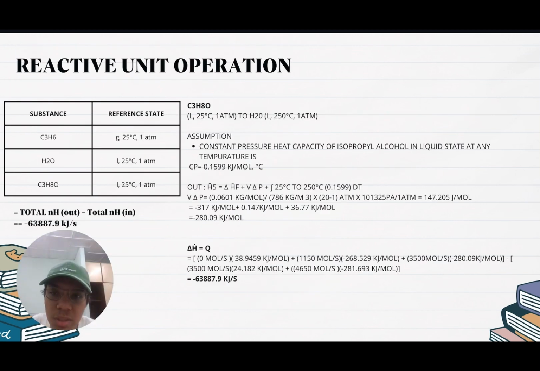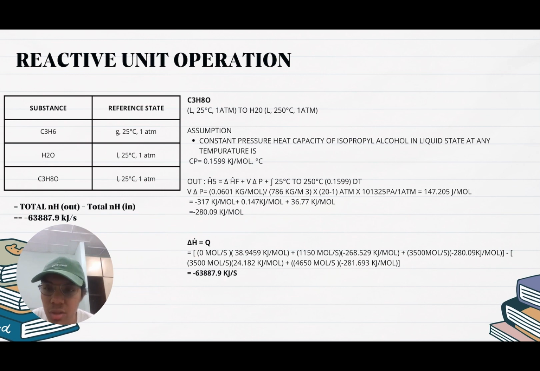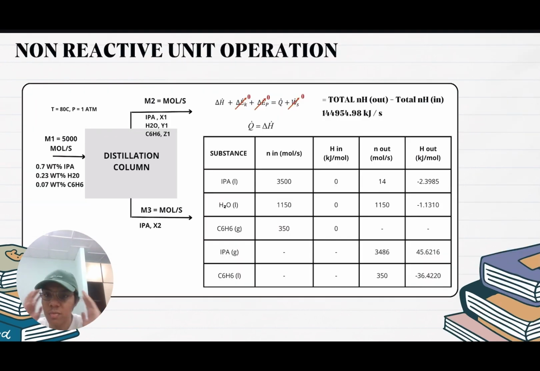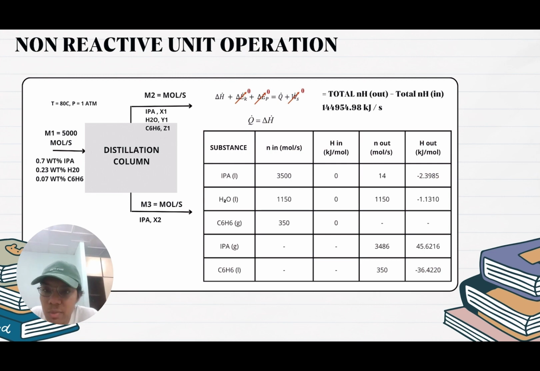Now, the only tricky part here will be for C3H8O calculations for specific enthalpy. The reason being that the constant pressure heat capacity is not available in the tables provided from the appendix that was given. So we are going to assume that constant pressure heat capacity of isopropanol in liquid state at any temperature is 0.1599. Therefore, we can now calculate it. Moving on to the unit operation for energy balance, it's basically the same concept.